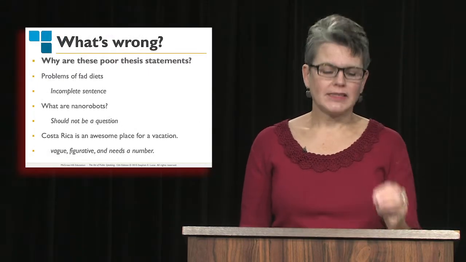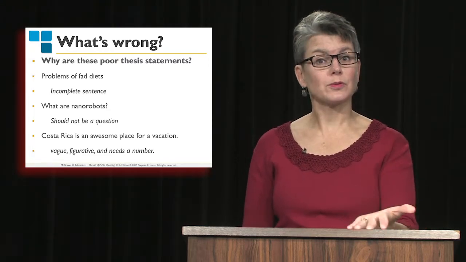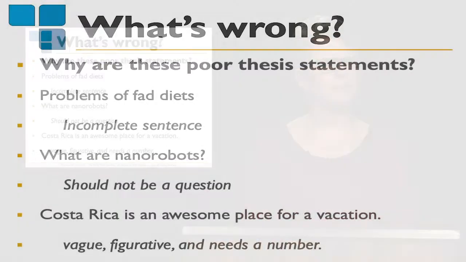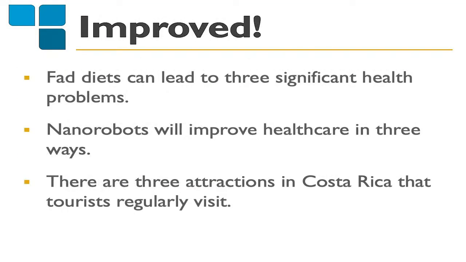So if these were my topics, if I had fad diets and nanorobots and Costa Rica, what could I do to make them better? Let's take a look. Fad diets can lead to three significant health problems. We've got the number 3, a full complete sentence. It's really succinct and it's very specific. Nanorobots will improve healthcare in 3 ways. Same kind of thing. We've got everything we need in there. Full sentence, the number 3, nice and tight.